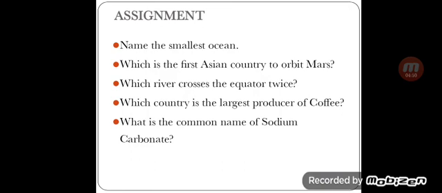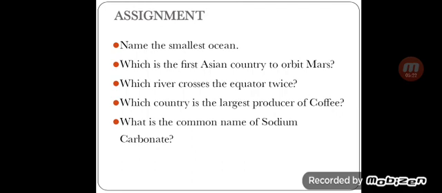Now time for assignment questions. Some easy questions this time I am just giving you. First question is, name the smallest ocean. Second, which is the first Asian country to orbit Mars? Third, which river crosses the equator twice? You have to name the river which crosses the equator twice. Then, which country is the largest producer of coffee? And the last question is, what is the common name of sodium carbonate? So these are some easy questions for you.